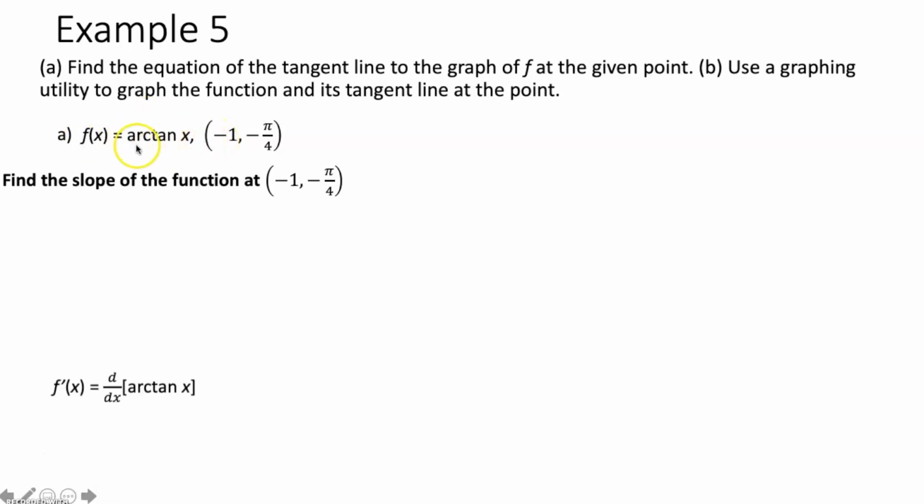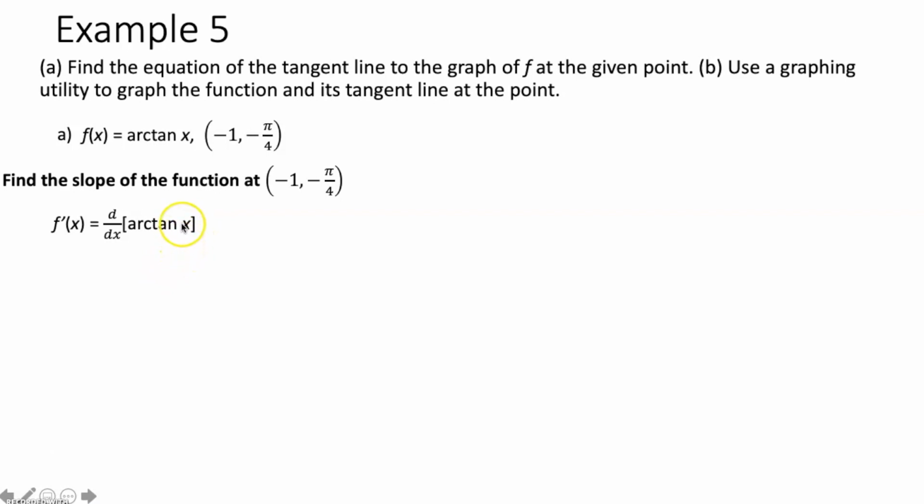We're going to take the derivative of arctan of x. Now, what is the derivative of arctan of x? Well, we have a formula for that. The derivative of arctan of u is u prime over 1 plus u squared, where u is whatever we're taking the arctan of. In this case, that would be x. So what's the derivative of x?